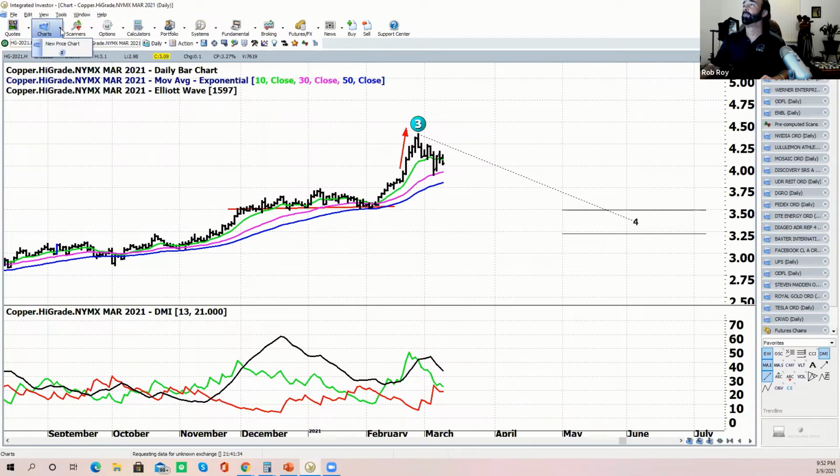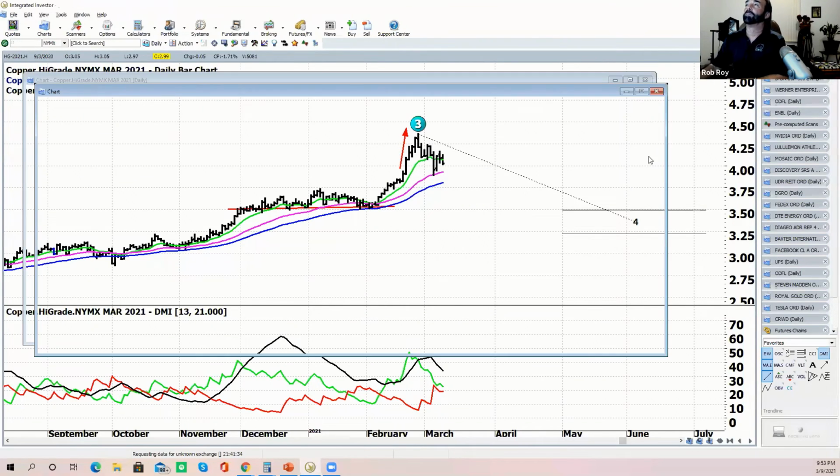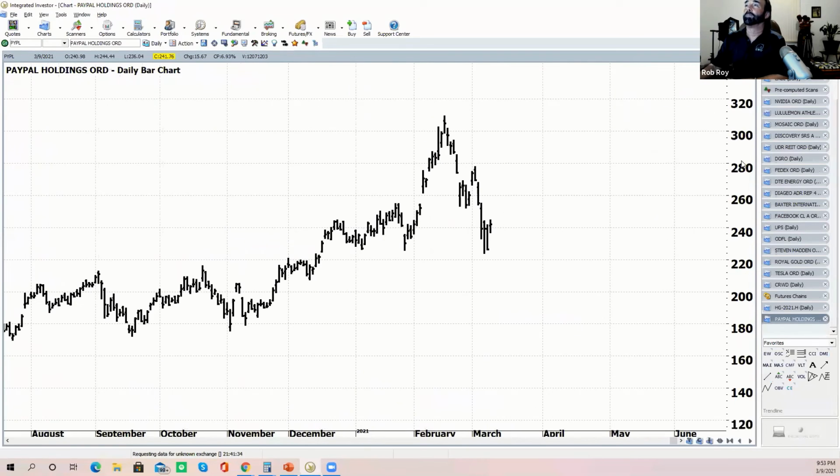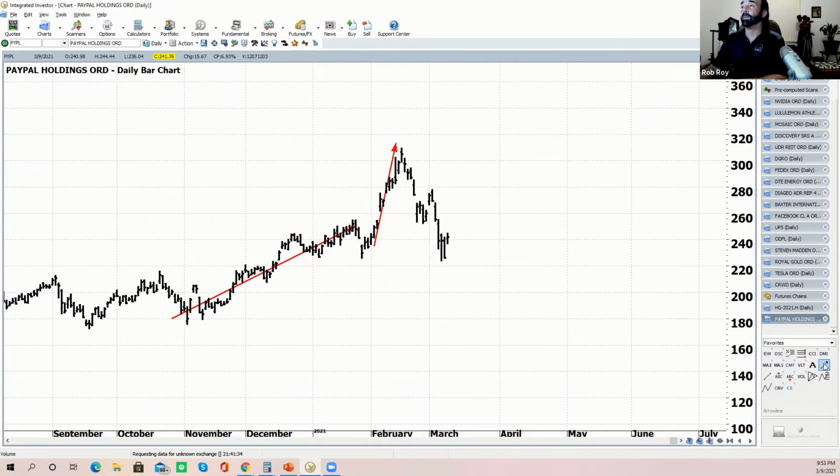PayPal. Another one that was running very nicely. You can see that we had this really nice run, 45 degrees, and then we got to go vertical. So you go vertically up, and then you come vertically back down.